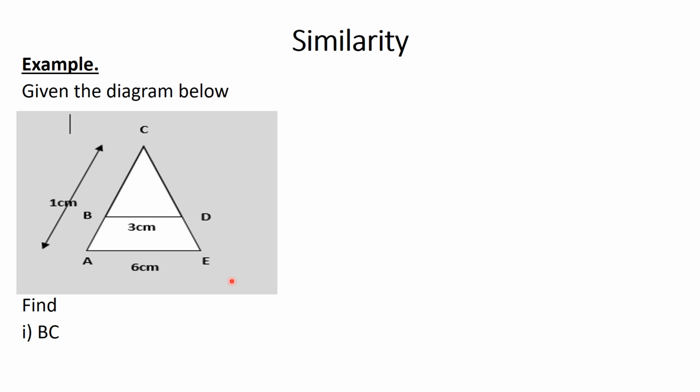Even identifying which sides are corresponding is easy because of the way they have been put. Here you can easily tell that this side corresponds to this side. This side, that is AC, corresponds to BC, and EC corresponds to DC. So the job is just to identify two corresponding sides that they have given us the measurements for. In this case, BD and AE, they have given us the measurements. They are looking for BC, so it will be easy to find BC since we have BD and AE.